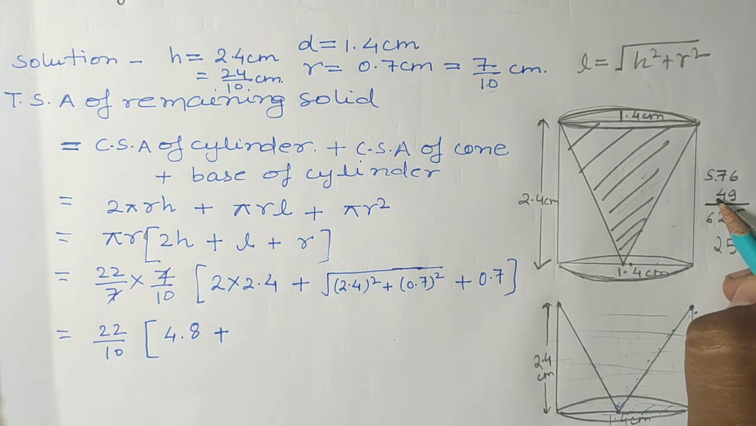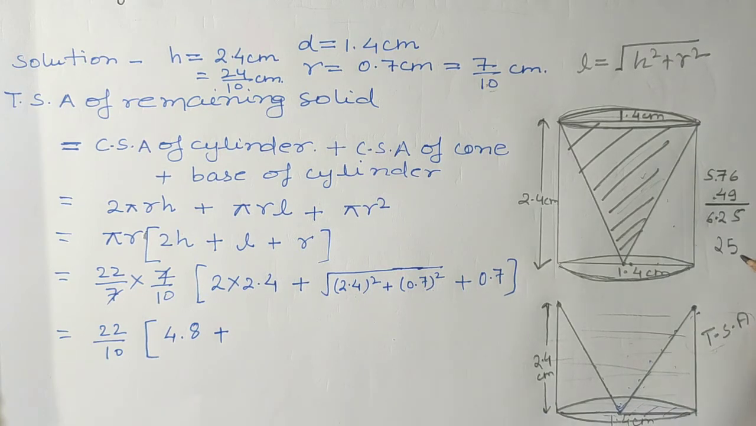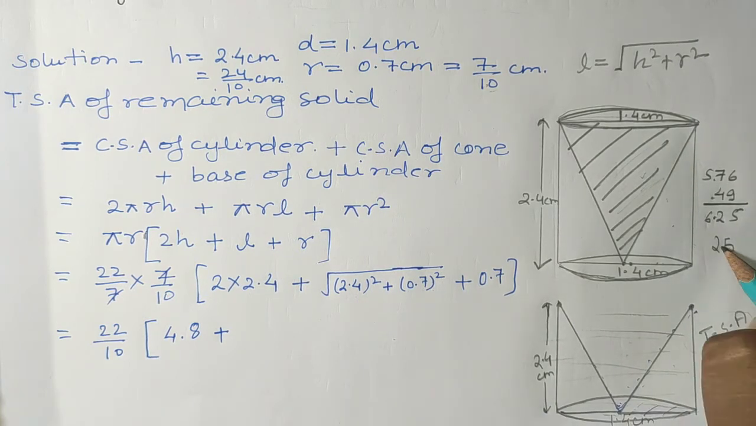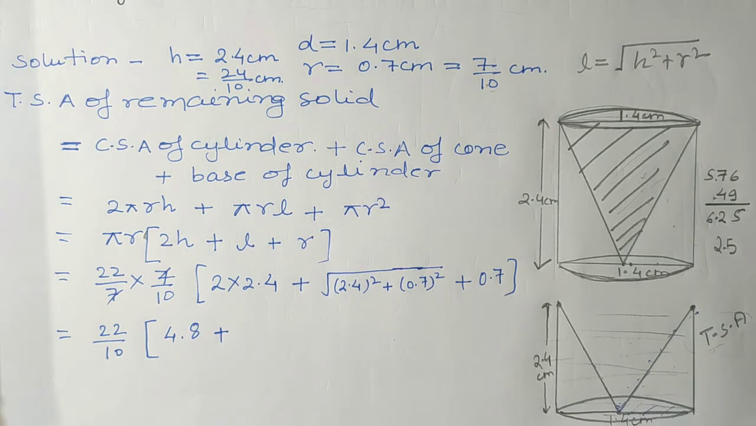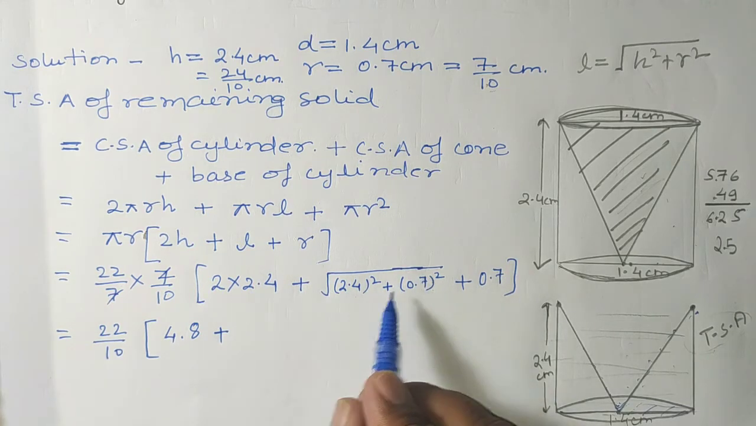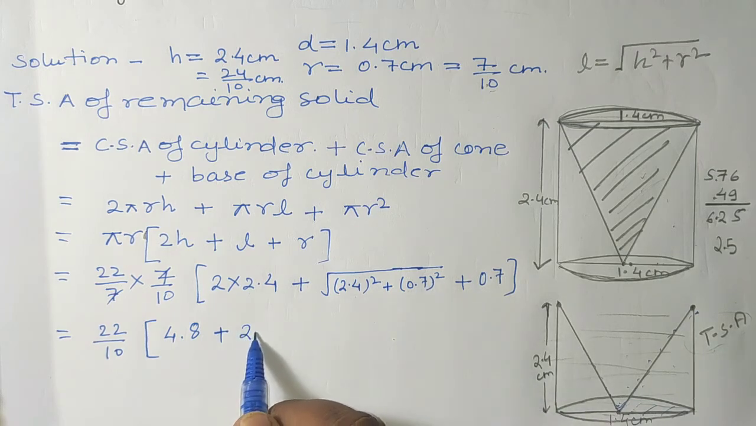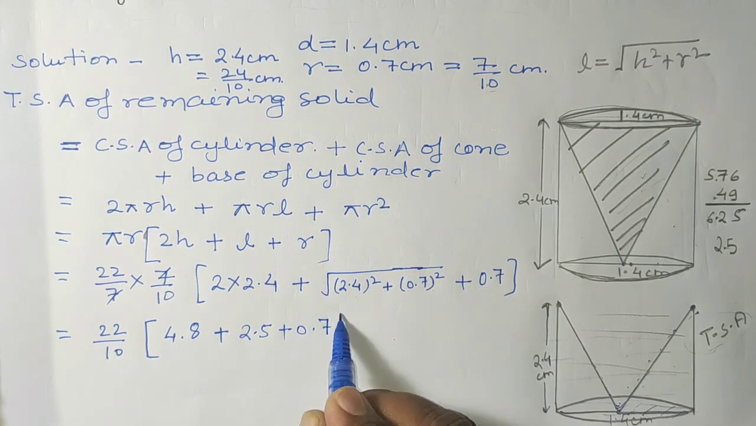Okay, if the decimals are there, then the square of 2.4 is 5.76. The square of 0.7 is 0.49. Okay, when you will add it, you will get 6.25, and 6.25 is the square of what? 2.5. Okay, so this is the calculation. When you will be in the practice, then you can easily solve this. So basically the under root 2.4 whole square plus 0.7 whole square will be 2.5, and it is 0.7.